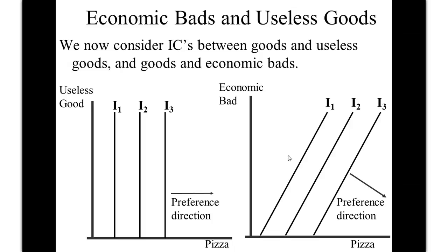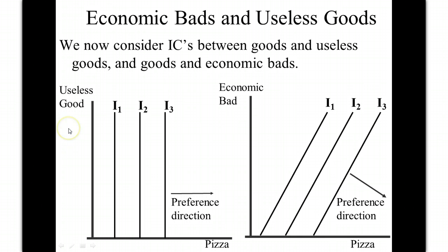We can also consider indifference curves between goods that offer no utility, so a useless good, something that regardless of how much of it you have, your utility won't increase. So for indifference curve I1, the utility is entirely dependent on the quantity of pizza consumed. Regardless of what the useless good is, utility remains exactly the same. You only move to a different indifference curve if the quantity of pizza changes.